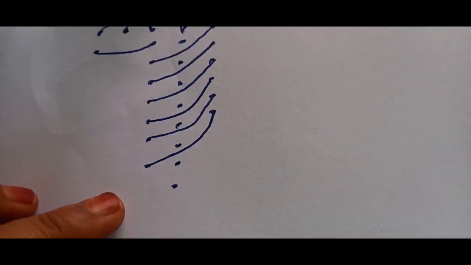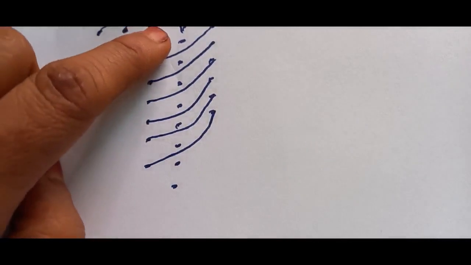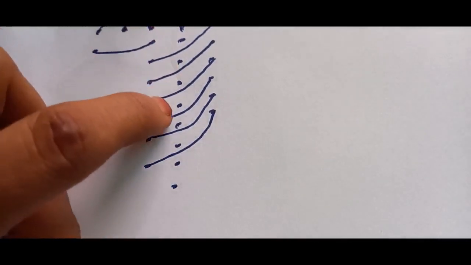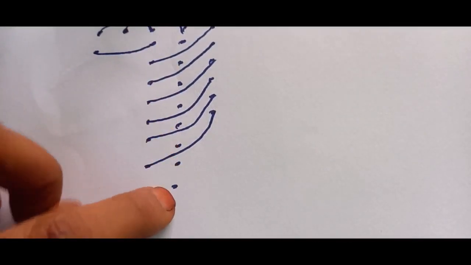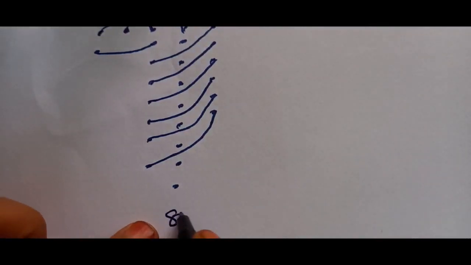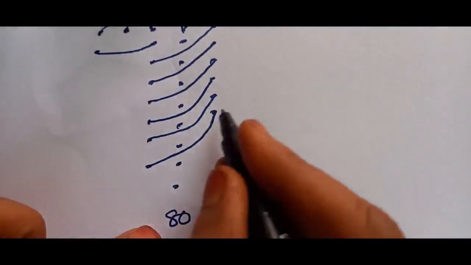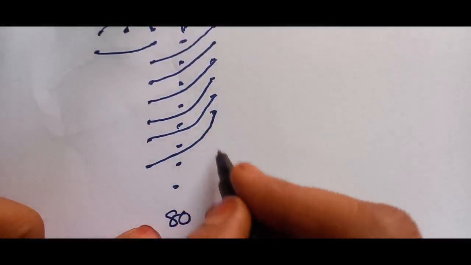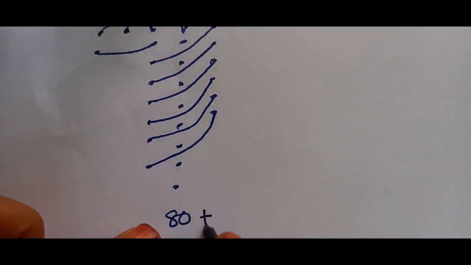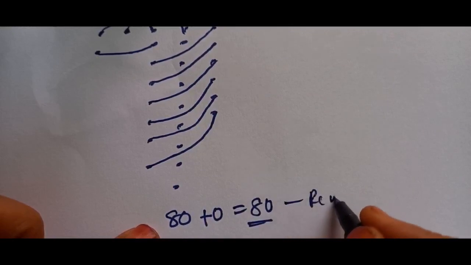In the fourth column, how many dots are there? 1, 2, 3, 4, 5, 6, 7, 8 is there. So 80. In the ones place, nothing is there. No dots are remaining, no? So 0. 80 plus 0 is equal to 80. So the remainder is 80.